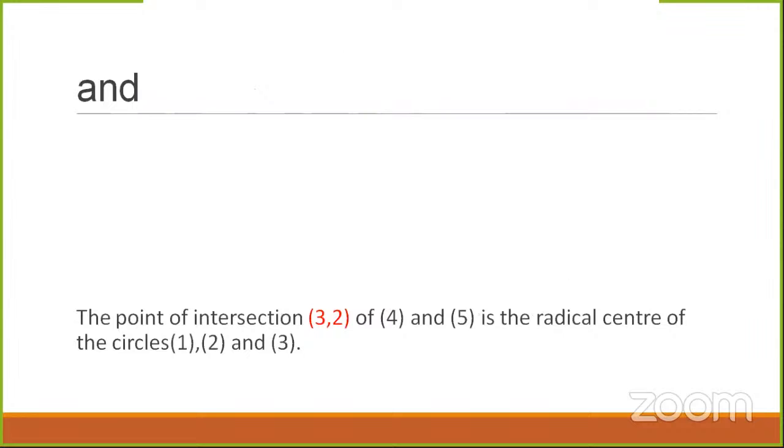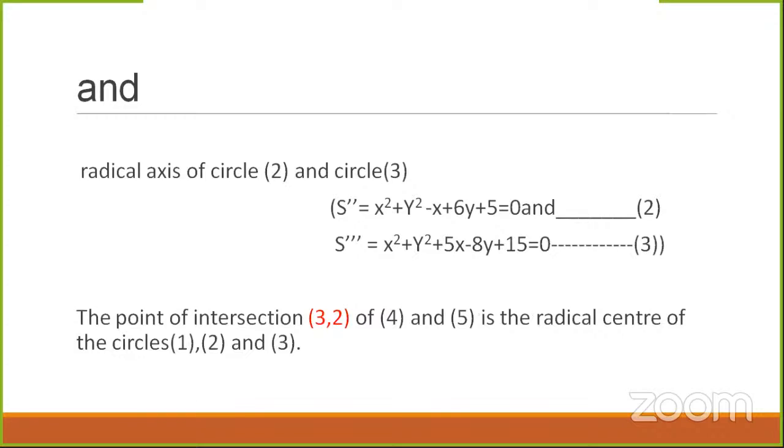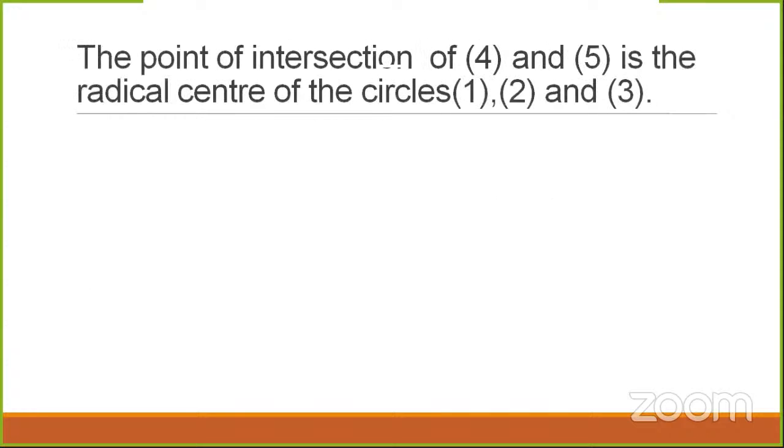Similarly, we shall find the radical axis of 2 and 3. The equations of circle 2 and circle 3 are known to us. Simply subtracting their equations, we get the radical axis as 3x minus 7y equal to minus 5. We got x minus y equal to 1 as equation 4 and 3x minus 7y equal to minus 5 as equation 5. Solving these two equations, we get their point of intersection as (3, 2), which will be the center of the required circle.